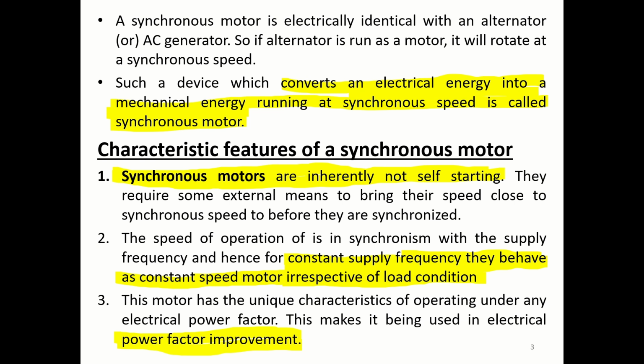Second, since we give a constant frequency, it produces constant speed irrespective of load. Whatever the load may be, whatever the load may differ, it produces a constant speed. And it can be used for power factor improvement. In most industries, they use the synchronous motor for power factor improvement.